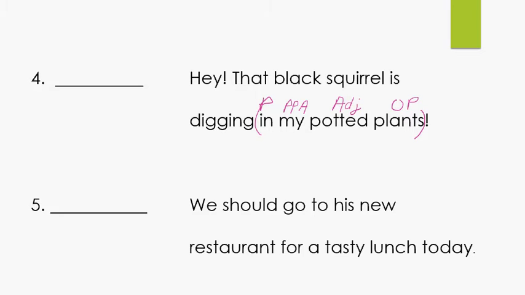No. Let's read the sentence without it. Hey, that black squirrel is digging. Who or what is digging? Squirrel. Subject noun. What kind of squirrel? Black squirrel. Which squirrel? As in which one? That squirrel. Adjective. And you already know that hey is an interjection, right? Put an I for interjection. What's being said about that black squirrel? Is digging. Is is a helping verb, and our action verb is digging.